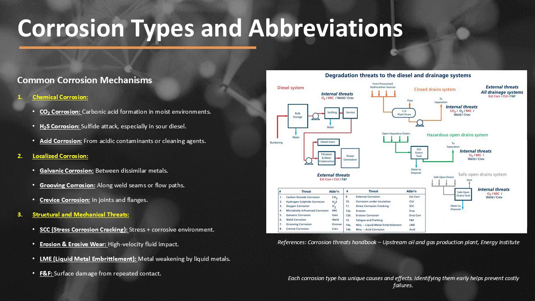agents. Number 2 is, localized corrosion, galvanic corrosion, between dissimilar metals, grooving corrosion, along weld seams or flow paths. Crevice corrosion, in joints and flanges. Number 3 is, structural and mechanical threats, SCC, stress corrosion cracking, stress corrosive environment, erosion, erosive wear, high velocity fluid impact, LME, liquid metal embrittlement, metal weakening by liquid metals, FF, surface damage from repeated contact.